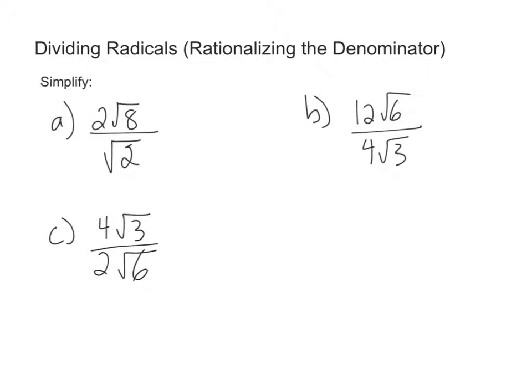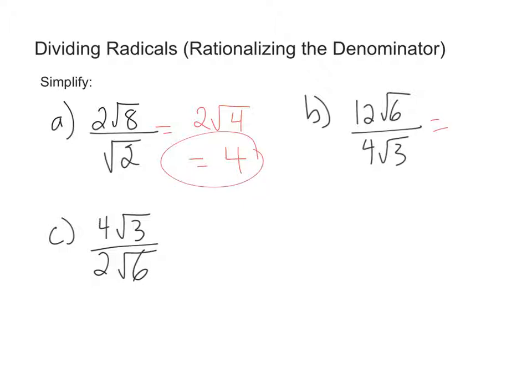Do you know what you do with a? 2 root 8 over root 2? So for a, we can just divide coefficient by coefficient. 2 divided by 1, that's 2. And then radicand by radicand, so 8 divided by 2 is 4. And 2 root 4, if we simplify that further, that's equal to 4. 2 times 2, so 4.